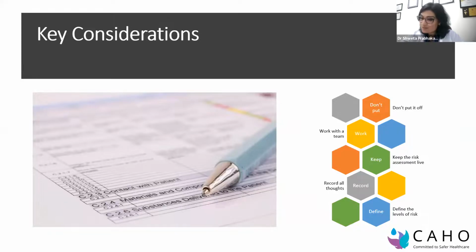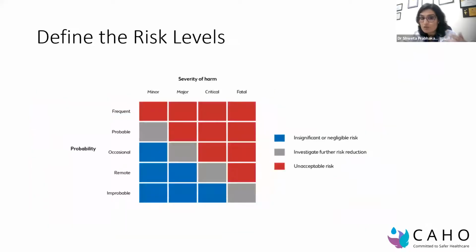That's all. So keep the assessment live, record all the thoughts. Like we all said, report the medical errors or any incident, whether it's a potential or an adverse event or a sentinel event. Always record all the thoughts that come in with respect to safety of the equipment, and then define the level of risk. Now, how do you define it? There is a grid with the severity of harm and the probability. This is a matrix which you plot, and accordingly you divide the levels. The risk can be unacceptable, you can further investigate it, or maybe it is a negligible risk. You can avoid those, but the red ones should be treated.